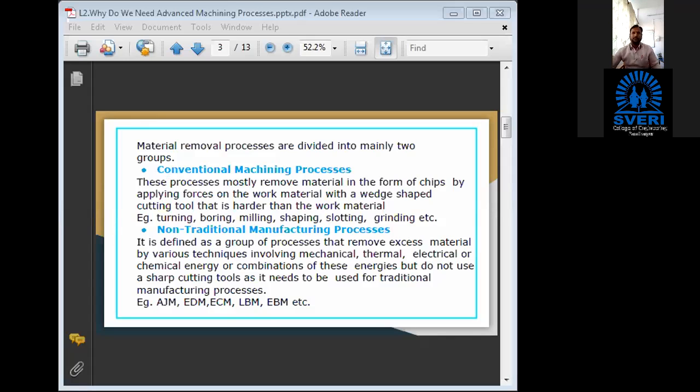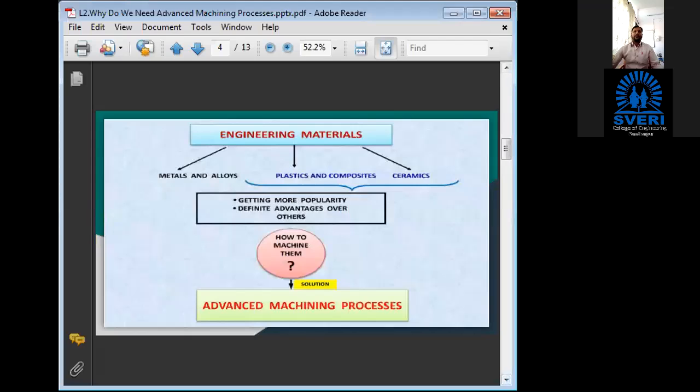Okay, now let us move to the next step. We have just understood the meaning of non-conventional or non-traditional machining. But the first and foremost question that arises in everybody's mind is: why do we need advanced or non-conventional machine processes?